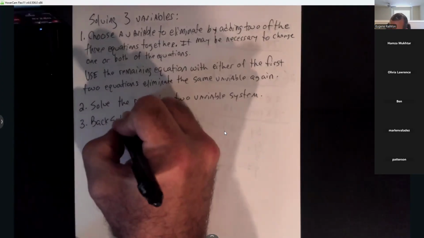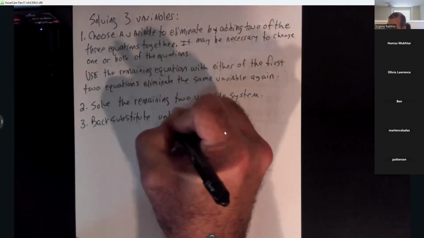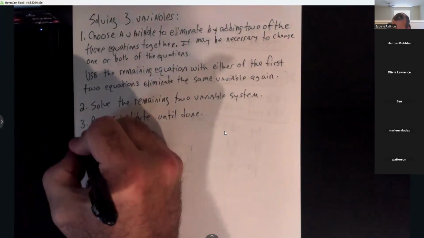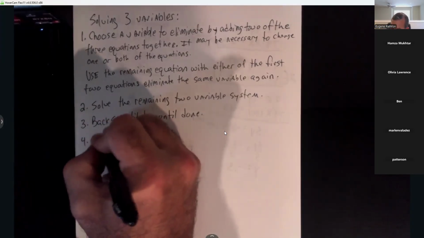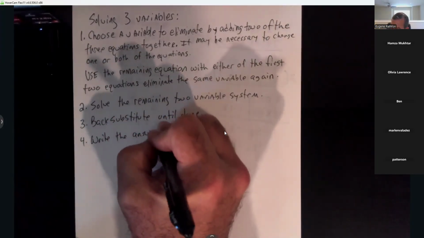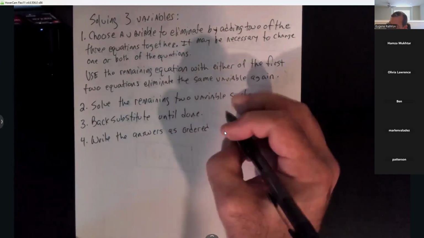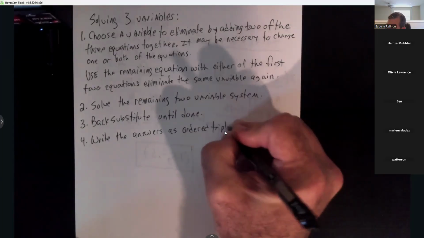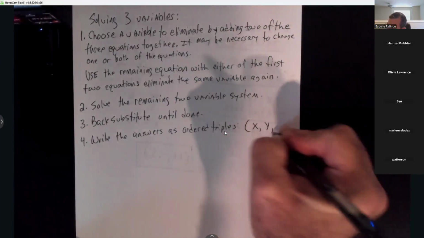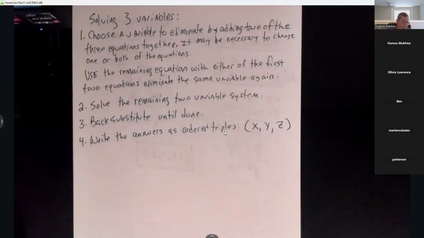And then it's just a bunch of back substituting until done. Now on these, we'll write the answers as ordered triples. That means you'll have an x, a y, and a z variable.